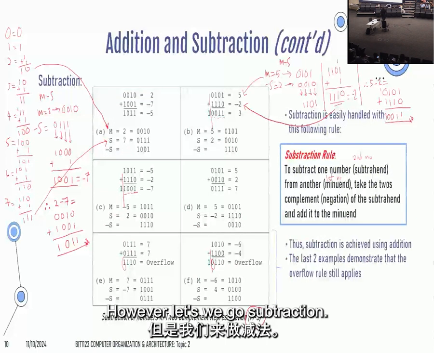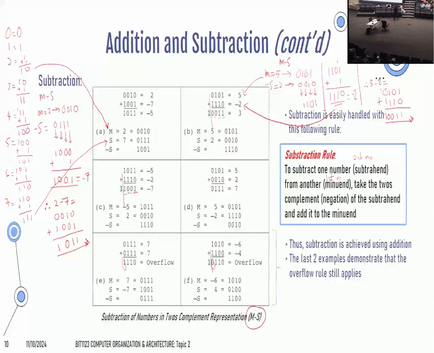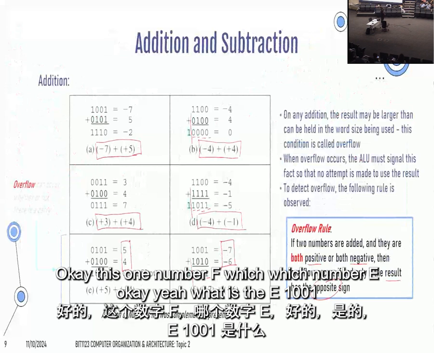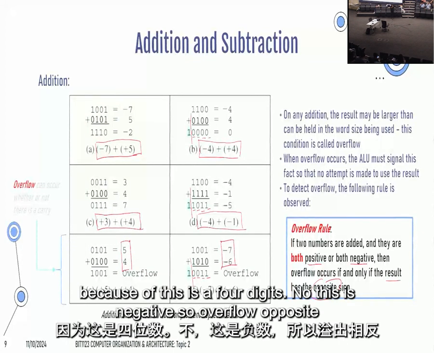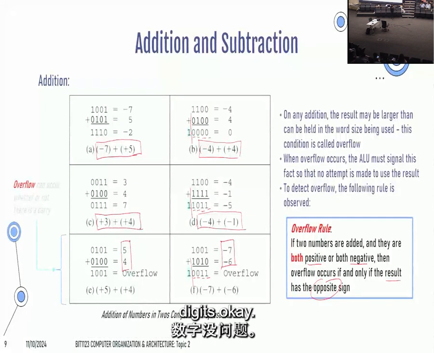However, let's go to subtraction. This one, number F, which number? E. Yeah, what is the E? Does that mean that the final answer that we should consider is 1001, because this is 4 digits? But if it's a 1 an overflow bit, and no. This is negative, so overflow, opposite digits.